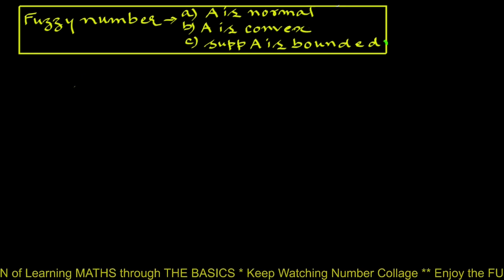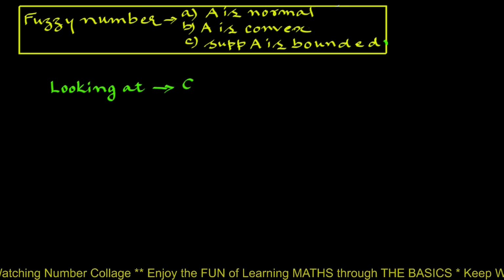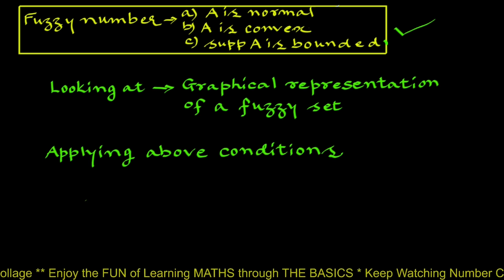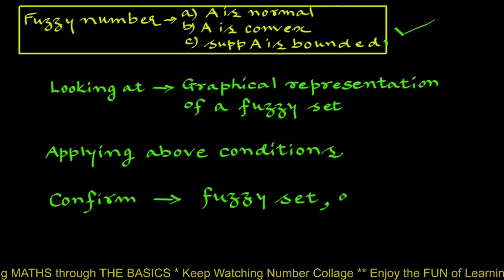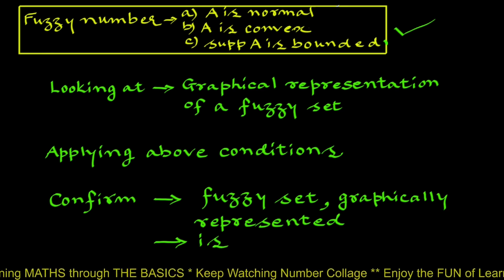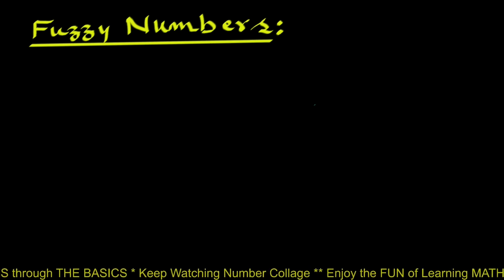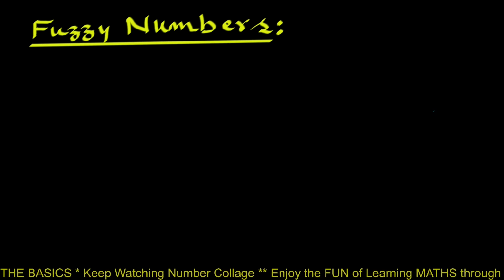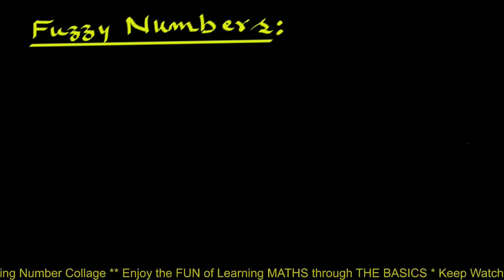We will see how, just by looking at the graphical representation of a fuzzy set and by applying the above conditions, we can confirm whether the fuzzy set graphically represented is a fuzzy number or not. For quick understanding of fuzzy numbers, let us study graphical representations of a few fuzzy sets.